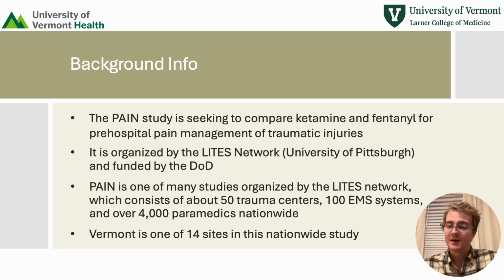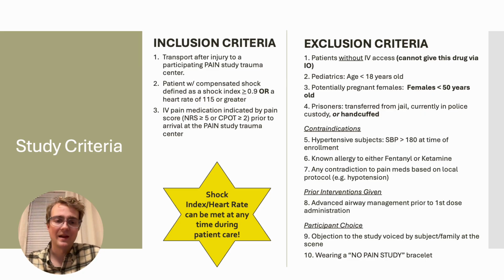Pain is one of a bunch of studies that's run by the LIGHTS Network, and the LIGHTS Network is a team of about 50 trauma centers, 100 EMS systems, and over 4,000 paramedics nationwide who come together to collaborate on different research studies. And Vermont is one of 14 sites that's going to be participating in the pain study. So the pain study medication will come in a brown plastic wrapper and will contain 2 syringes. And I'll show you a picture of what that study medication looks like in a moment.